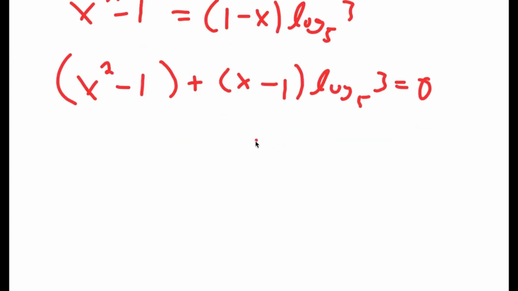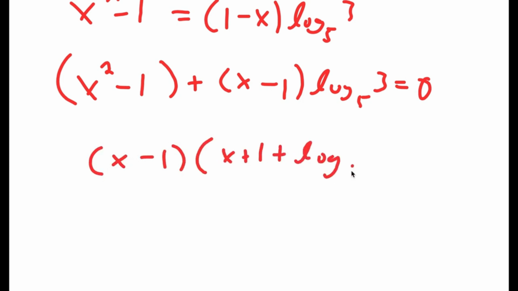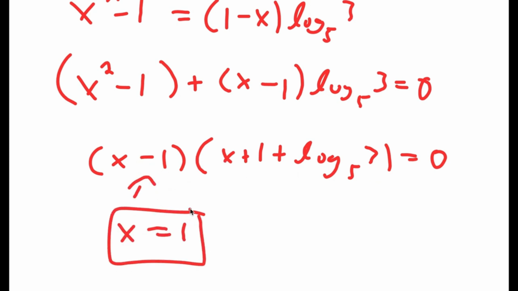And this gets me to x minus 1 times x plus 1 plus log base 5 of 3 is equal to 0. Meaning, this is one equation, x minus 1 equals 0, meaning x is equal to 1. And if you solve this, you get x is equal to negative log base 5 of 15.